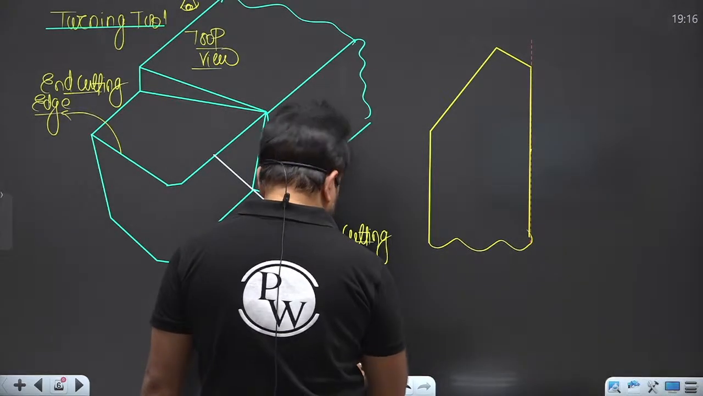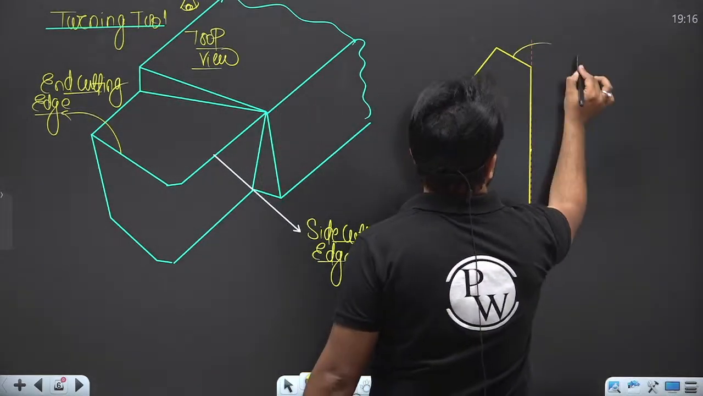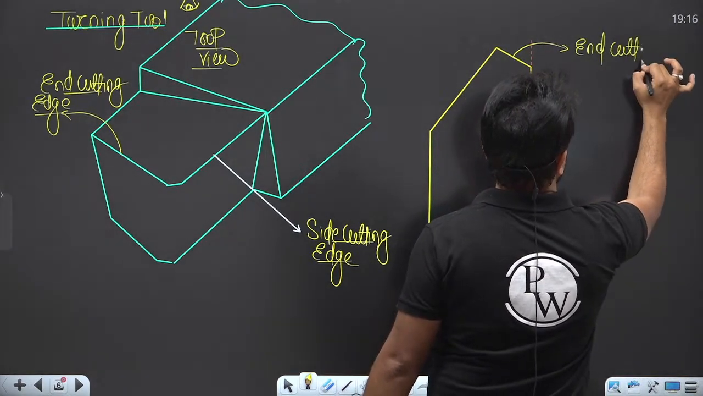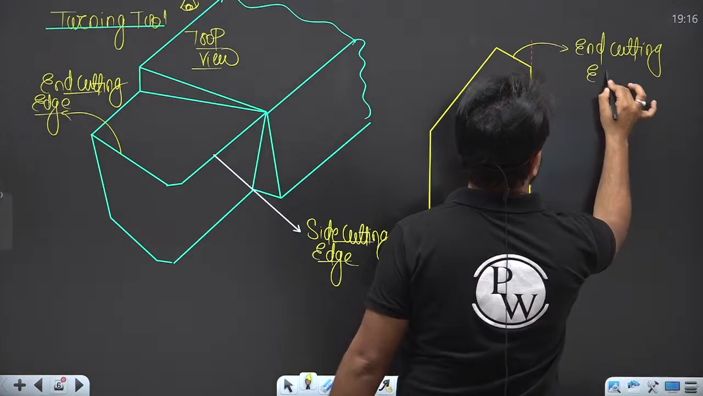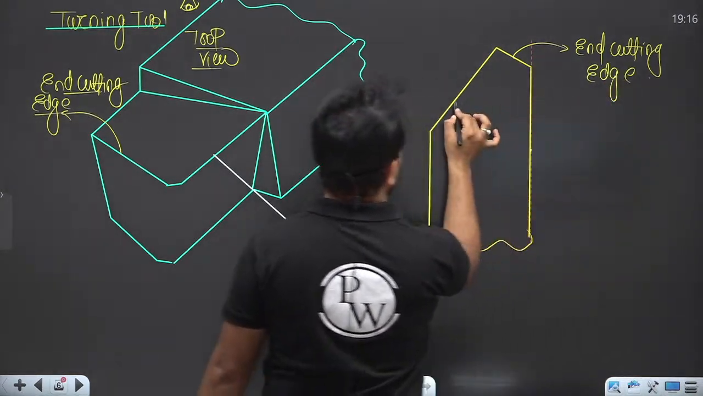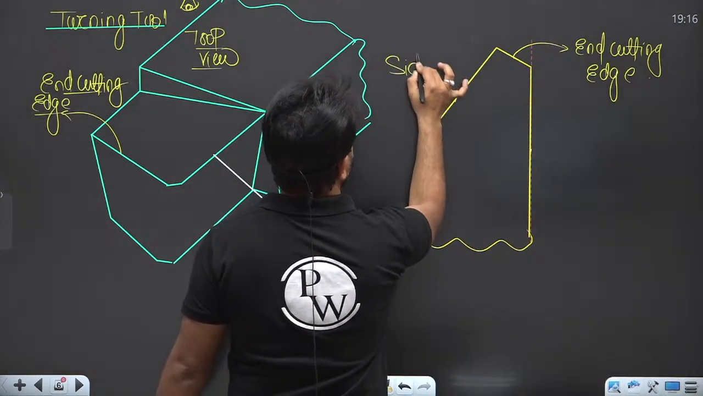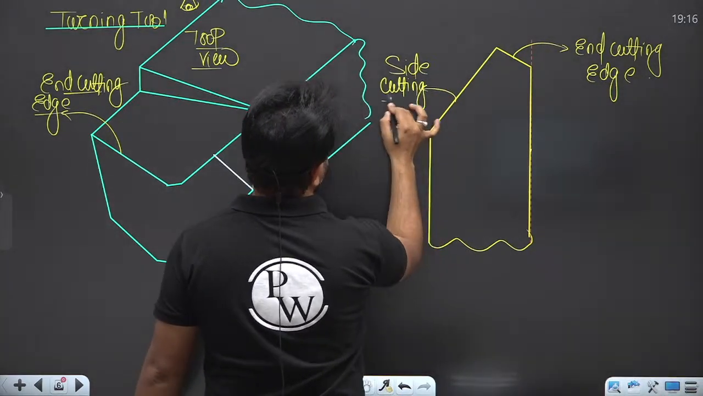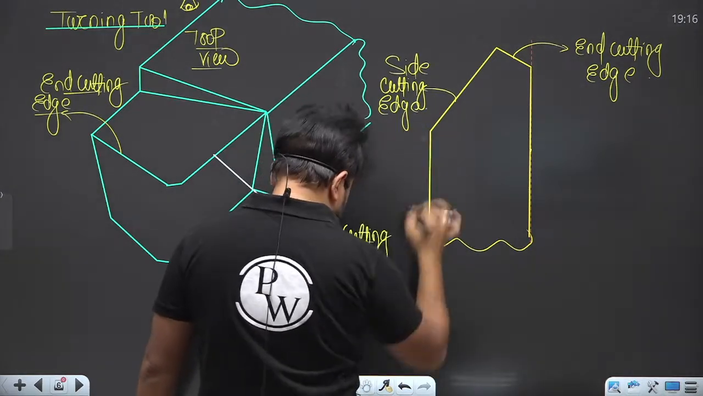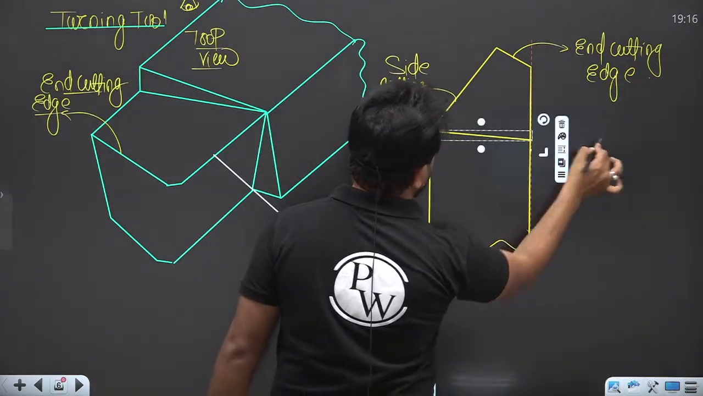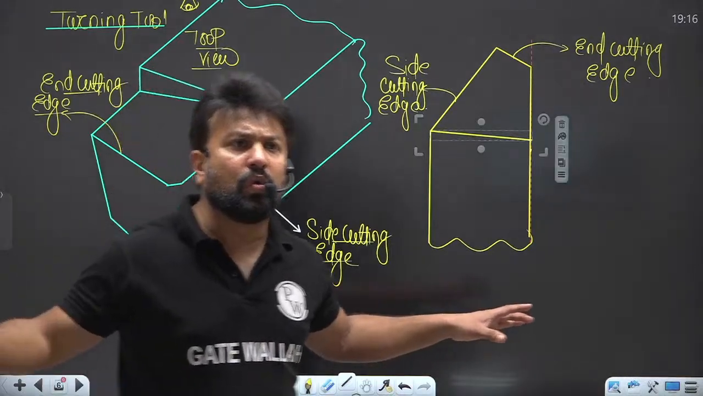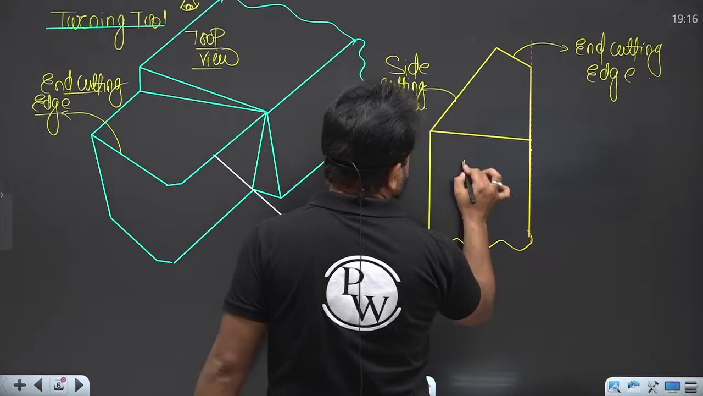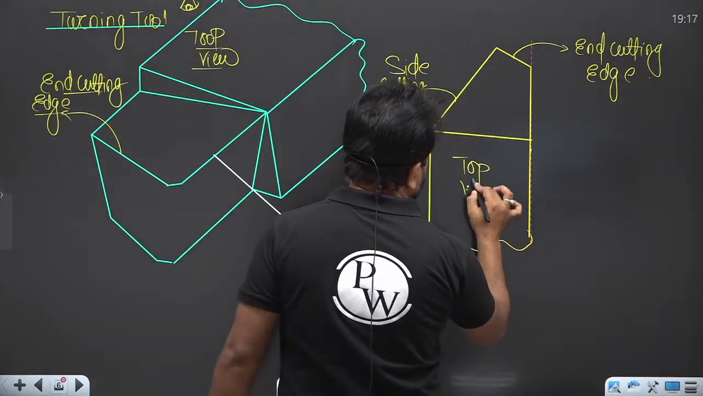Now you can see, my dear student, this is your end cutting edge. See from the top view, this is the side cutting edge. And this is the top view of the tool which I have drawn here. Yes or no? This is the top view of the tool.